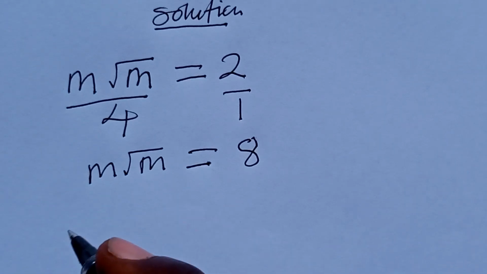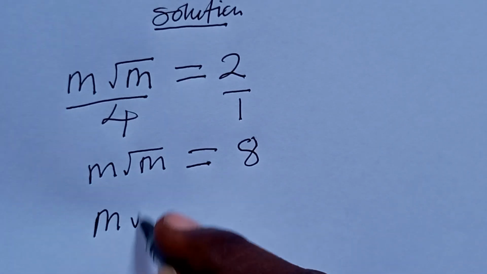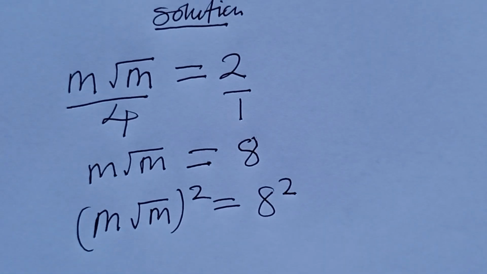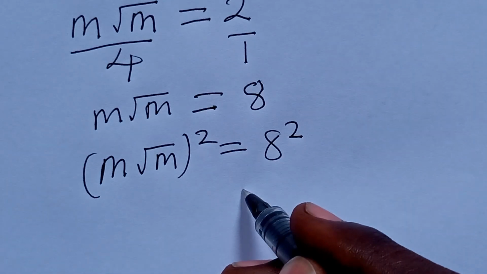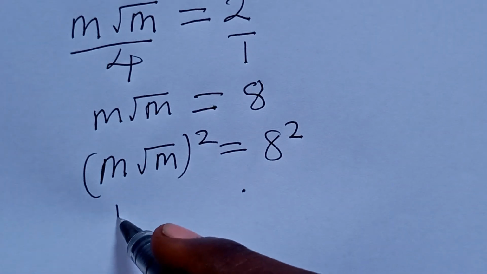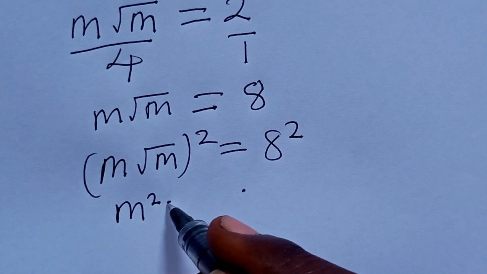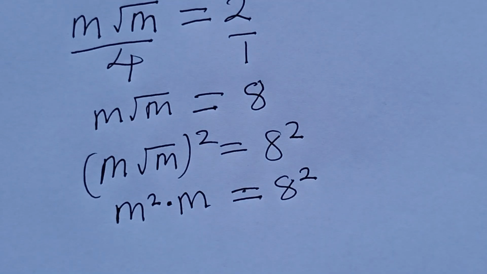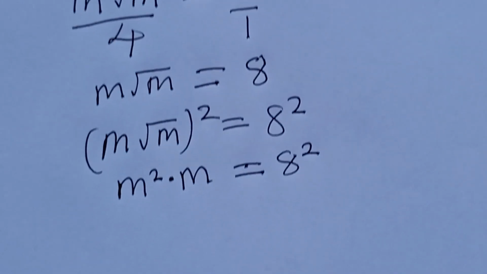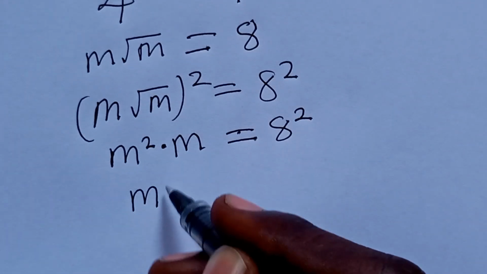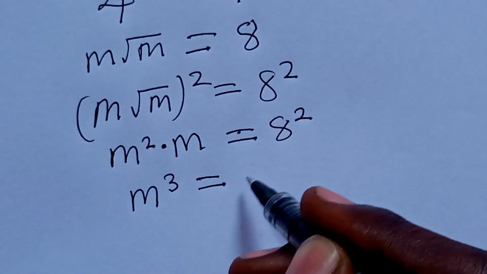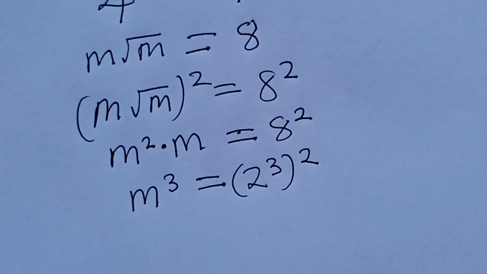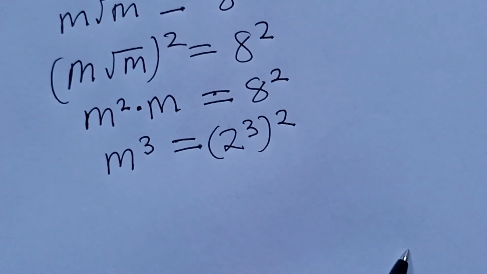So now let's square both sides. Squaring both sides, we are going to have this squared is going to be m squared times m equal 8 squared. And this can be written as m cubed equal 2 to the power of 3 all to the power of 2.